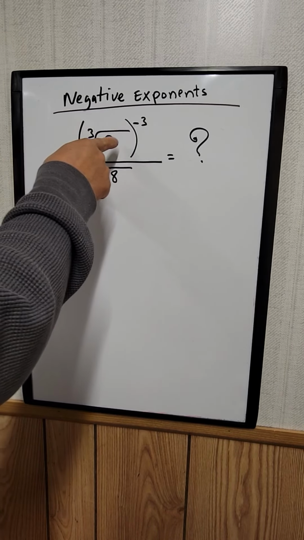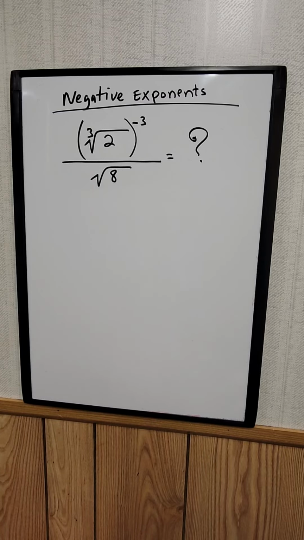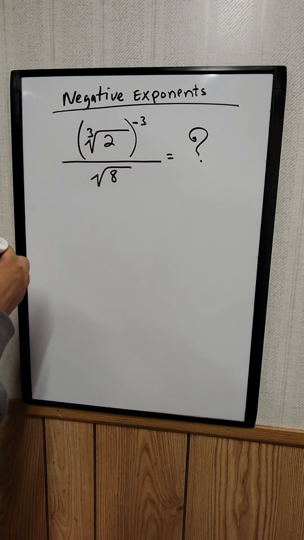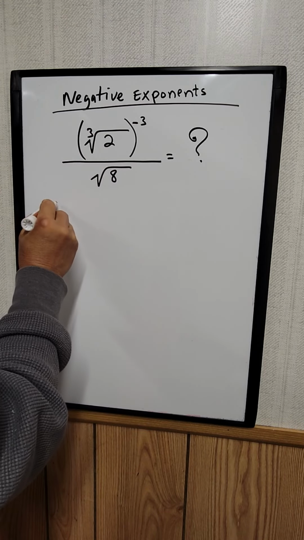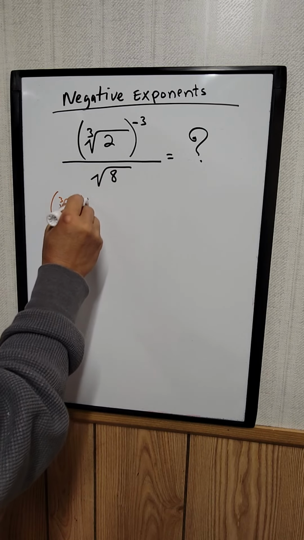The cube root of 2 raised to the negative 3, divided by the square root of 8, equals what? So the first thing we need to do is solve the numerator first. So the cube root of 2 raised to the negative 3.